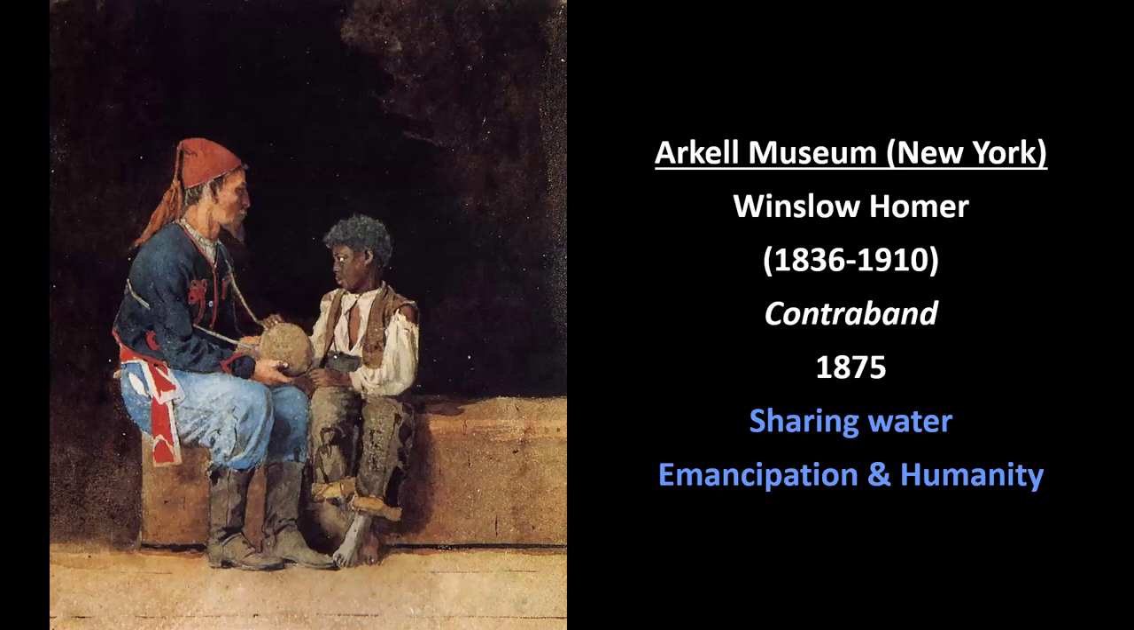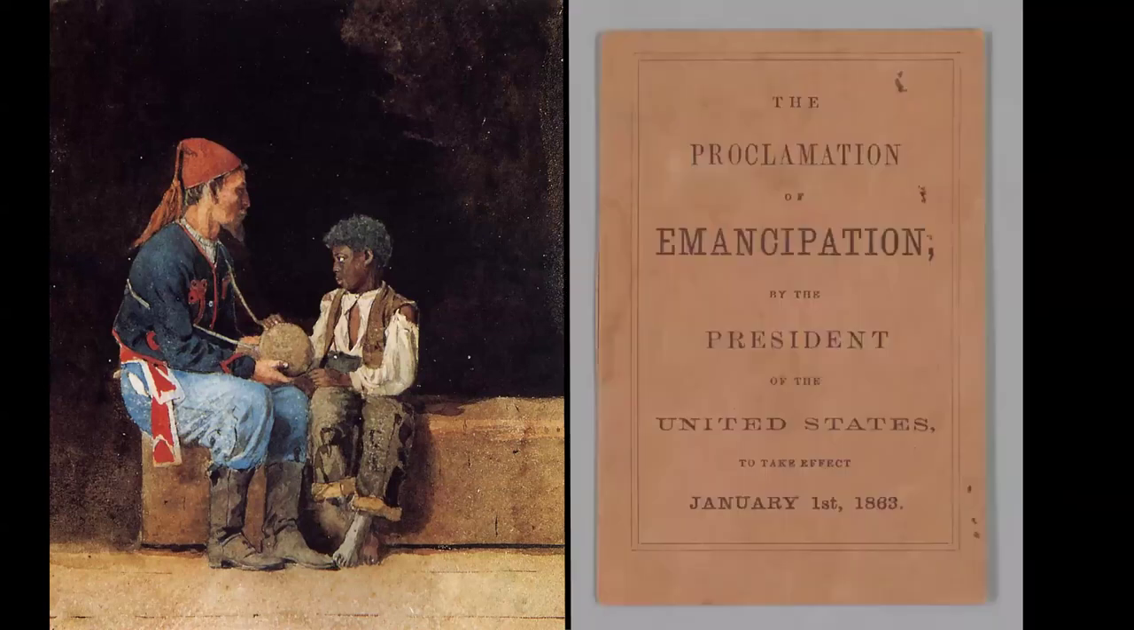This painting is called Contraband from 1875. It's a soldier and a young boy. It looks like they're sharing water from a canteen, dealing with the subjects of emancipation and also humanity. Emancipation relating to the fact, of course, that Lincoln's Emancipation Proclamation.